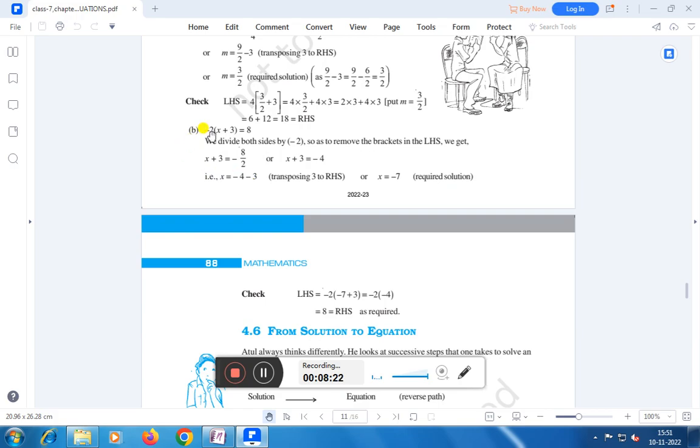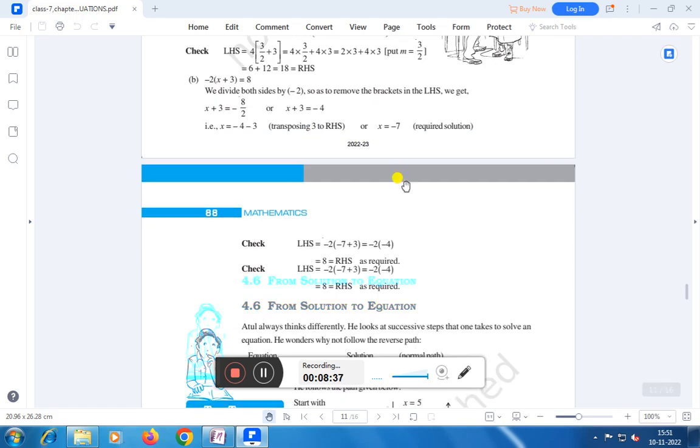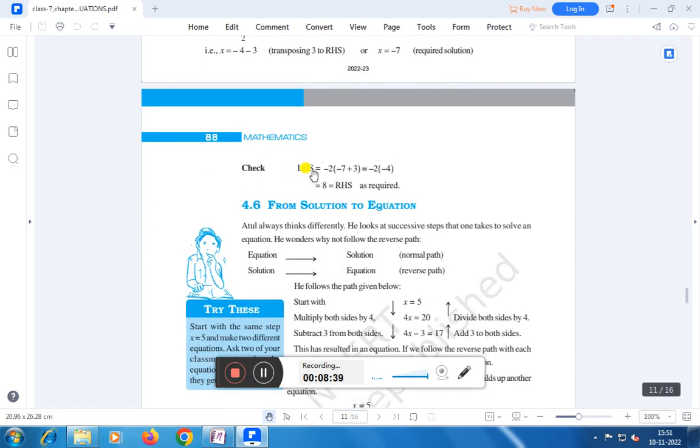In this equation, minus 2 into x plus 3 is equal to 8. We divide both sides by minus 2. To remove the brackets on the left hand side, we get x plus 3 equal to 8 divided by minus 2, that is equal to minus 4. X equal to minus 4 minus 3, that is x equal to minus 7, the required solution. Check: left hand side equal to minus 2 into minus 7 plus 3, minus 2 into minus 4, which equals 8, which is the required solution.